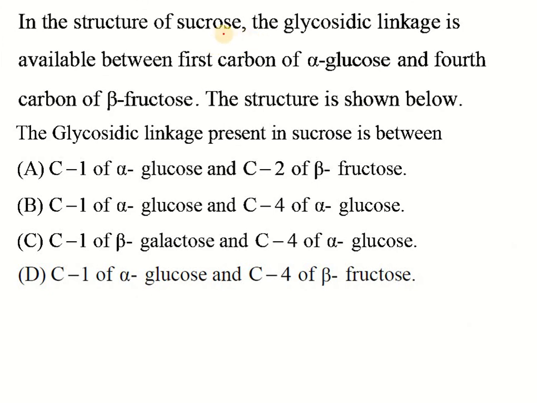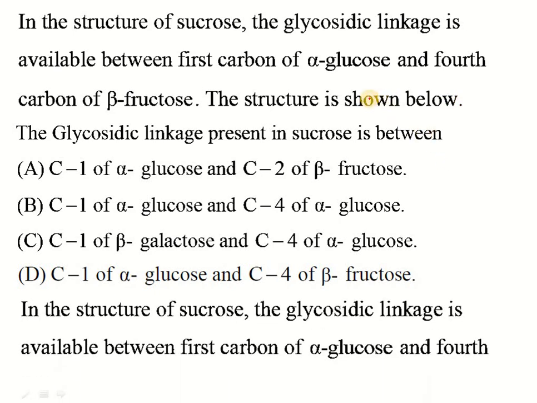Next, in the structure of sucrose, the glycosidic linkage is available between the first carbon of alpha glucose and fourth carbon of beta fructose. The structure is shown below. So the glycosidic linkage present in sucrose is in between what? We have C1 carbon of alpha glucose and C4 carbon of beta fructose. C1 of alpha glucose and C4 of beta fructose. D option is the right option.